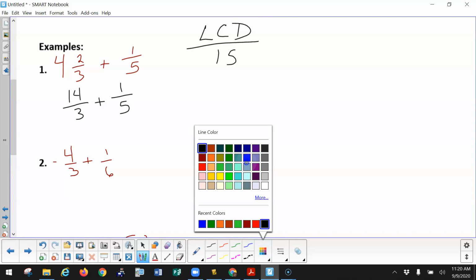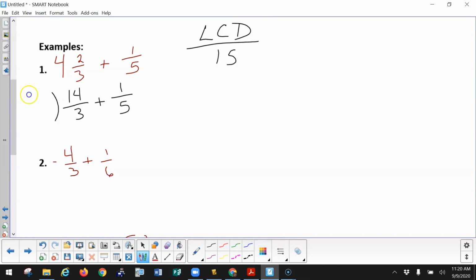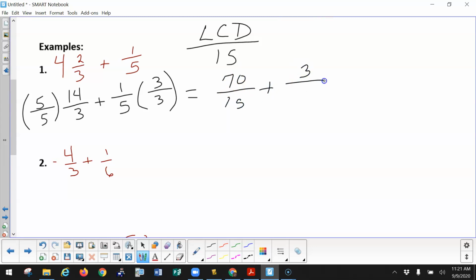So I need to change the denominator over here from a 3 to a 15. So I'm going to multiply by 5 over 5. And I need to change the second denominator to a 15. So I'm going to use 3 over 3. Go ahead and multiply your fractions. 5 times 14 will give me 70 over 15 plus 3 over 15. And then finally, 73 over 15.